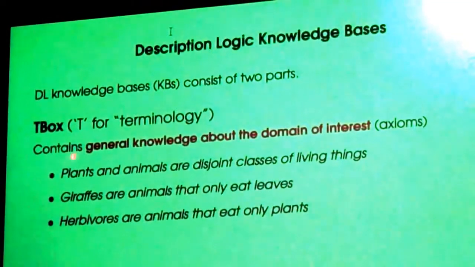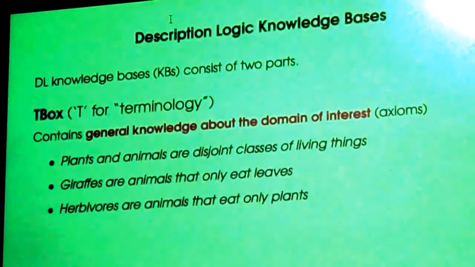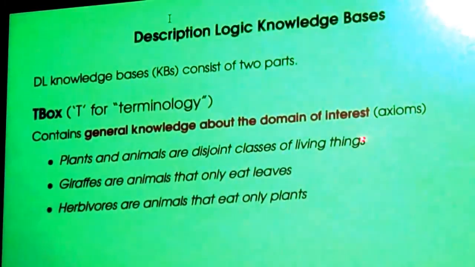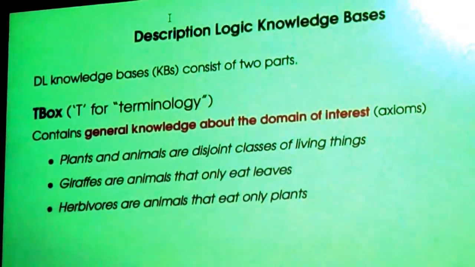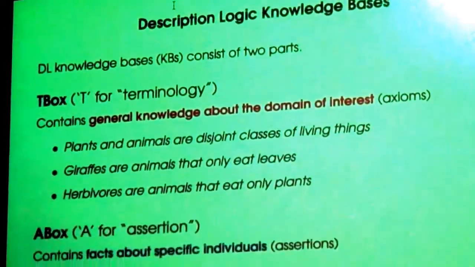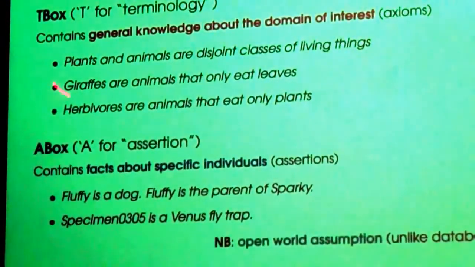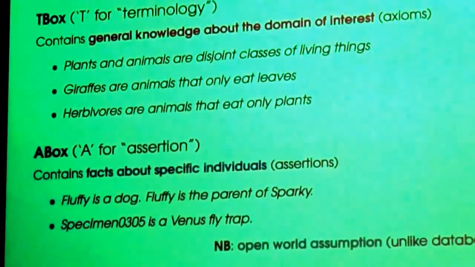So the general knowledge is in what we call a T box, T for terminology, that's historical. This is where we're going to store all the general information. So for instance, plants and animals are disjoint classes of living things. Giraffes are animals and they only eat leaves. Herbivores are animals and they only eat plants, and so on. This is already interesting by itself. In many applications we only stop at the T-box, and already expressing things there and doing reasoning on it is very, very useful.